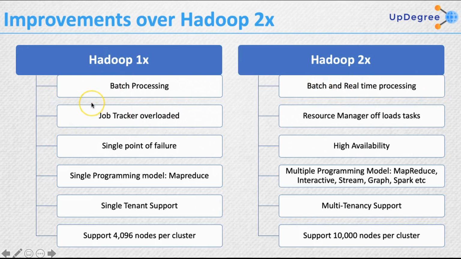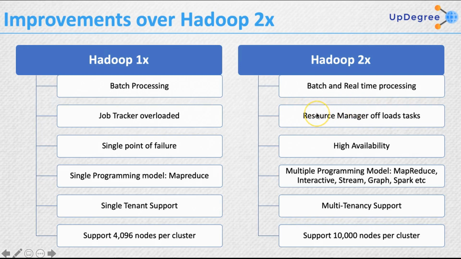The job tracker was overloaded. We have already seen that earlier, the job tracker was the one responsible for scheduling, for tracking, for assigning the tasks, and for resource management. Every piece of work was given to the job tracker. The complete application management was done by the job tracker. So the job tracker was overloaded in Hadoop 1x.